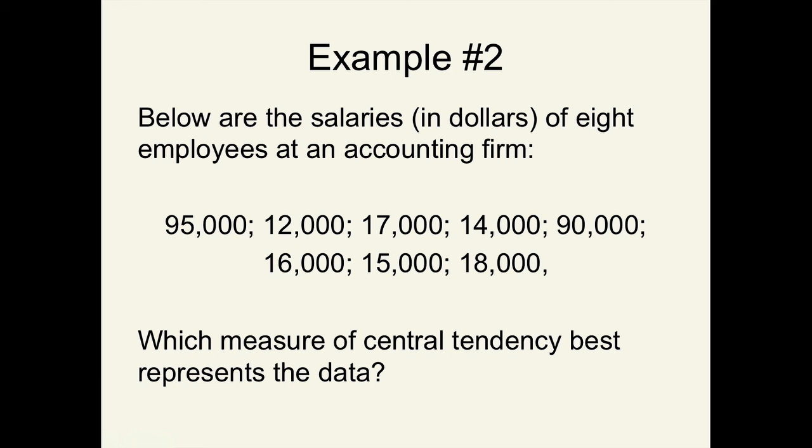We can see that there are extremely high values when compared to other values in the data set. In this case, 95,000 and 90,000 would be considered the outliers. If we use the mean, these outliers could greatly impact the mean, which would not provide a good representation of the data set. Since the median is less affected by outliers, the median would be the best measure of central tendency for this data set.